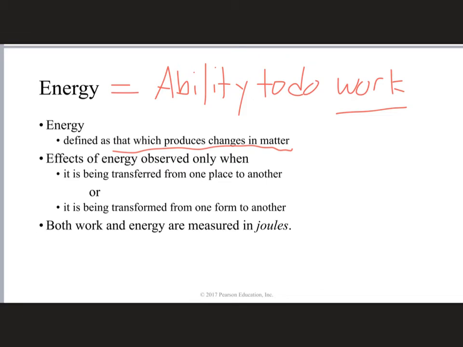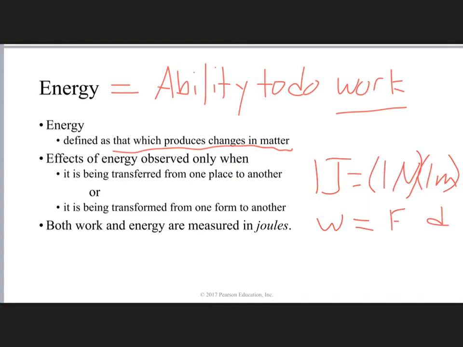Now, the effects of energy are only observed if it's being transferred from one place to another or if it's being transferred from one form to another. And both work and energy are measured in units called joules. And 1 joule is equal to 1 Newton times 1 meter. Because work is force times distance, and the units of force are newtons and the units of distance are meters, the unit of work, which is a joule, would be 1 Newton times 1 meter.